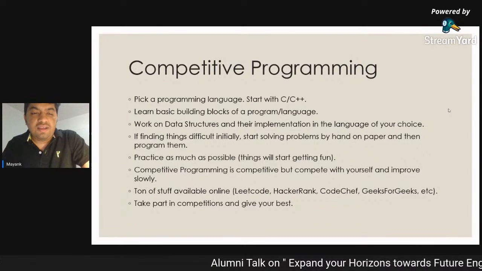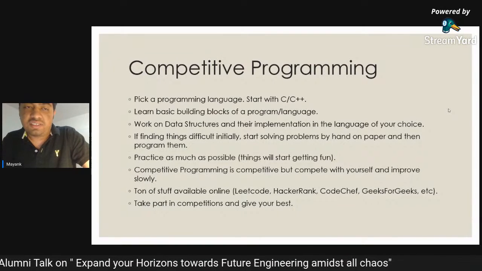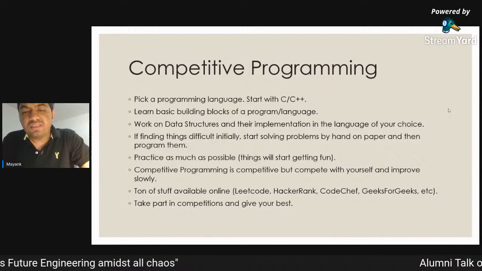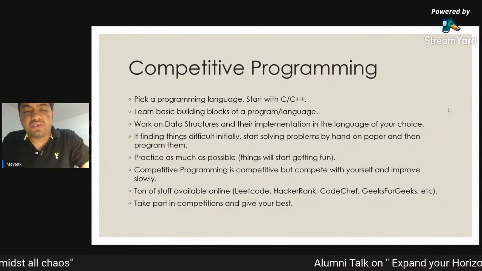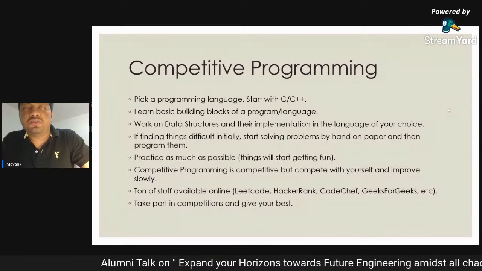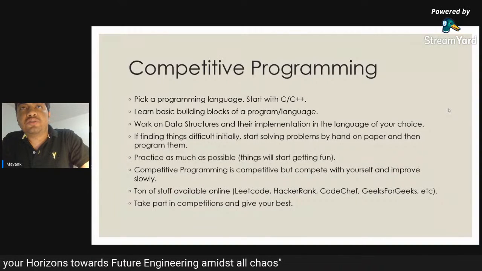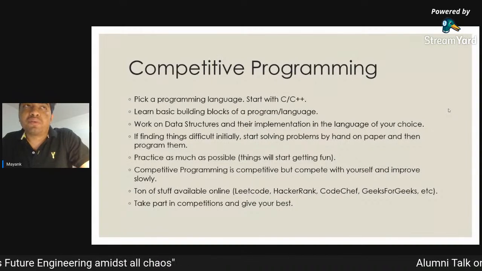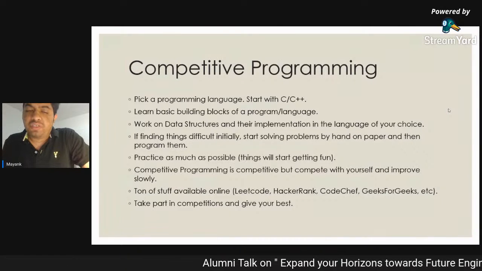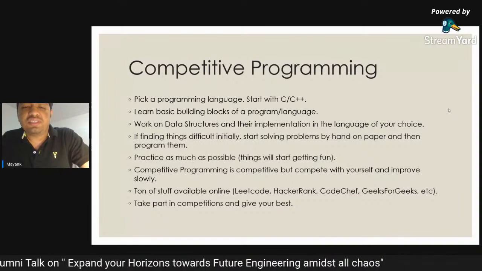Next thing is tons of stuff available online: LeetCode, HackerRank, CodeChef, GeeksforGeeks, etc. Go and check many websites. There are literally tons of websites right now which offer you competitive programming, which offer you how to code, which will teach you how to do it. Even I've seen multiple websites which teach you basic building blocks of programming in a very interactive way. Whatever is comfortable to you, do it, try it out. That's the best thing. Take part in competitions and give your best.